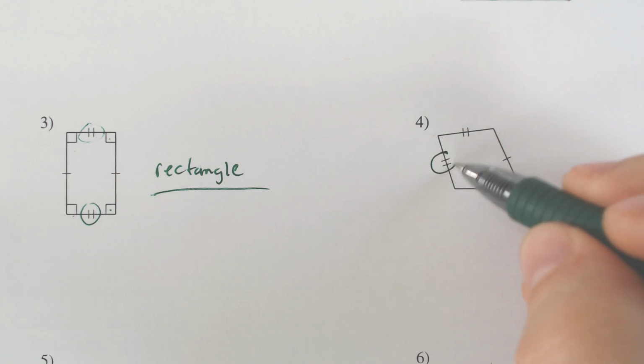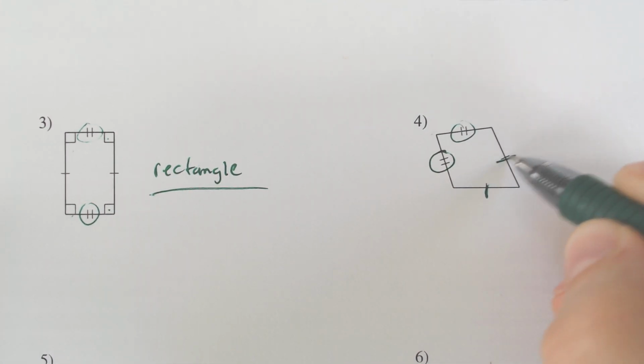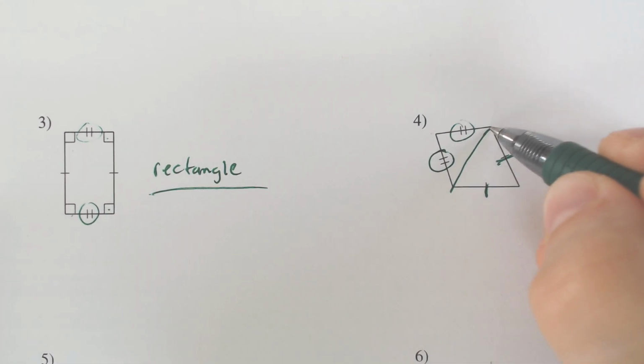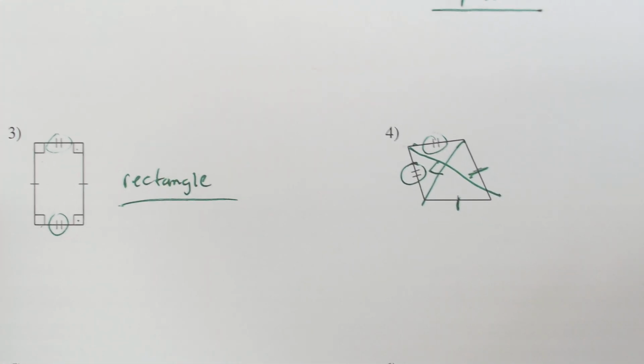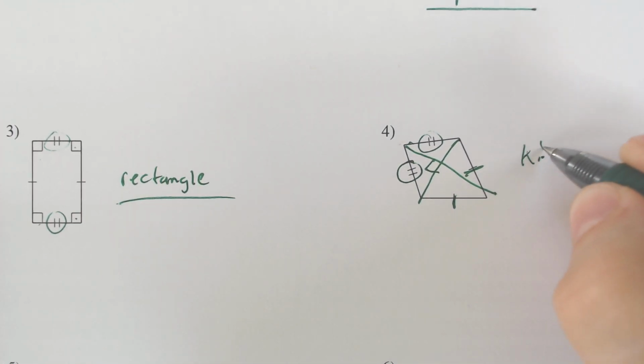Number 4 has the top two parts equal and then the bottom two parts equal. So if we were to cross-section it out, we would get a 90-degree angle in the middle, a very ugly one, and this would be a kite.